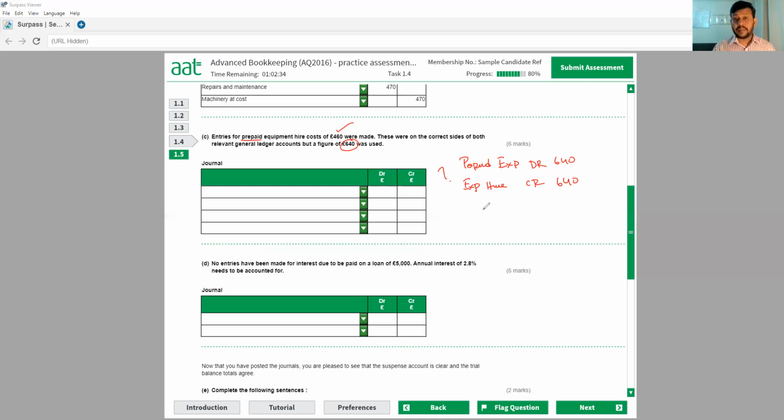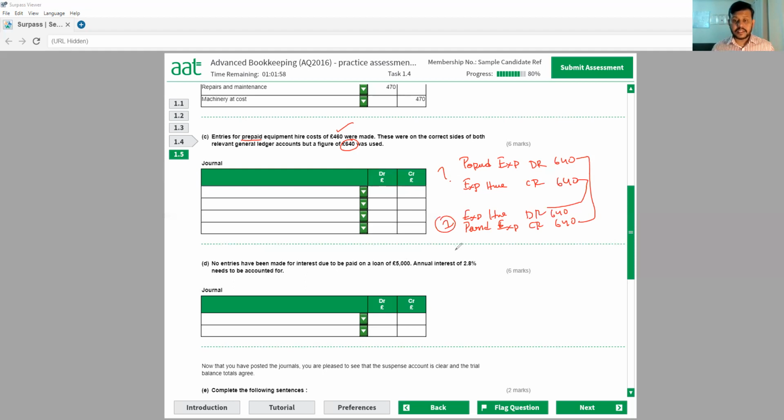If I'd like to remove it, I make the opposite journal. So first I remove this one, prepaid expense debit. So I make prepaid expense credit 640. So this will be gone from this one. And I make equipment hire expense debit, 640. This will be gone as well. So my first journal will remove the old mistake.